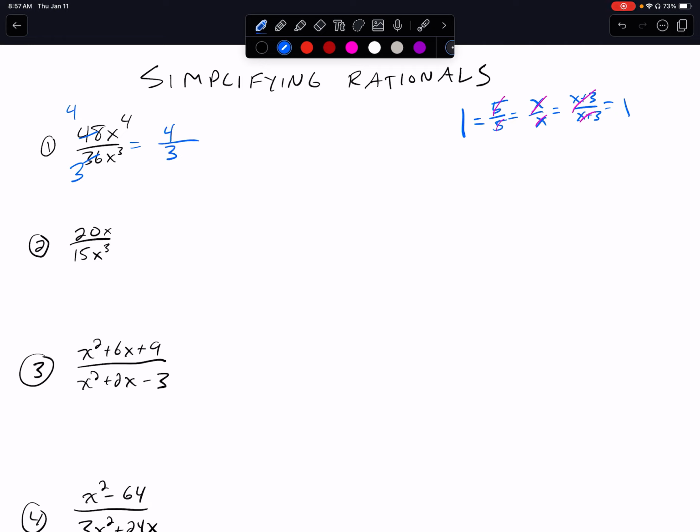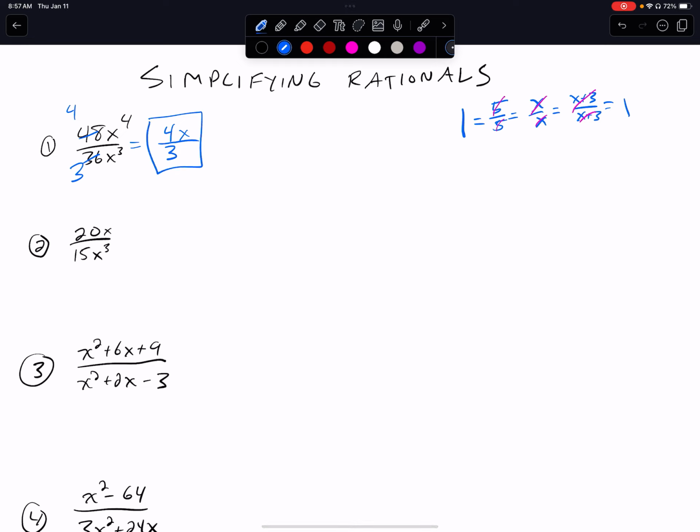And then if I have x to the 4th on the top, and then x to the 3rd on the bottom, 4 minus 3 is x to the 1st, positive 1st, so that leaves us with an x value on top, and that's a simplified rational.